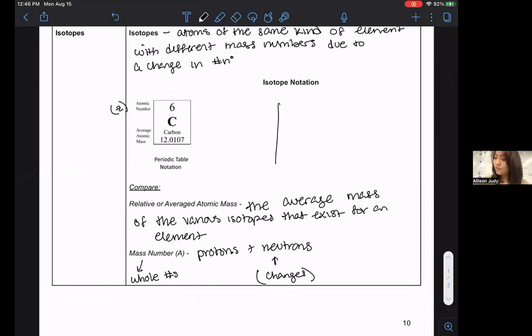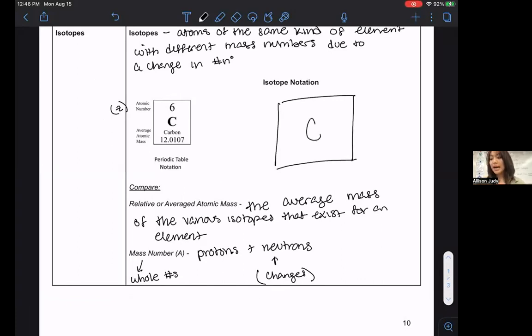It is actually very similar to the periodic table, except for a couple things. We flip the information. Why? Because the most important information when we talk about an isotope is the mass number. The atomic number stays the same because we're talking about the same element. So give me 1 second. Okay, so let's take carbon, for example.